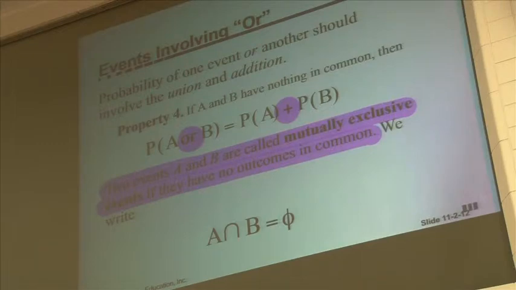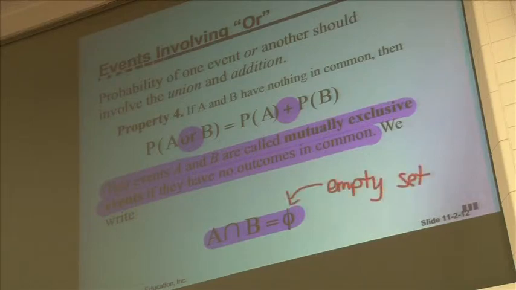Another property: if two events are mutually exclusive, like I just said, they have nothing in common, we write that in symbols using this. We say that their intersection is the empty set. That's what that stands for. So if the intersection is the empty set, it means these events have nothing in common. This is a very specific thing. You have to look for those keywords, mutually exclusive. Only when two events are mutually exclusive do you know that is true.